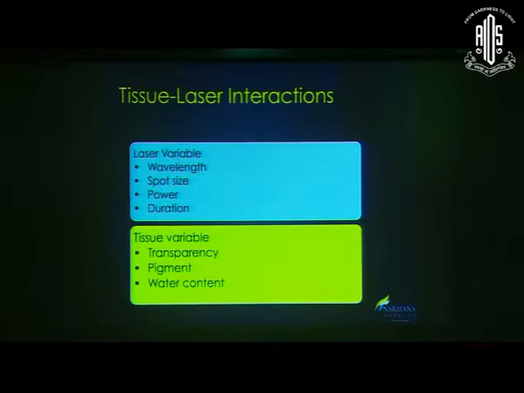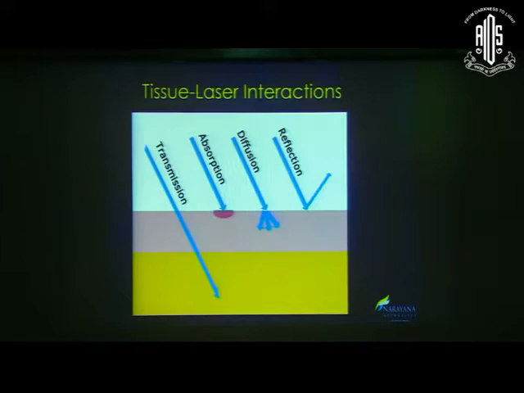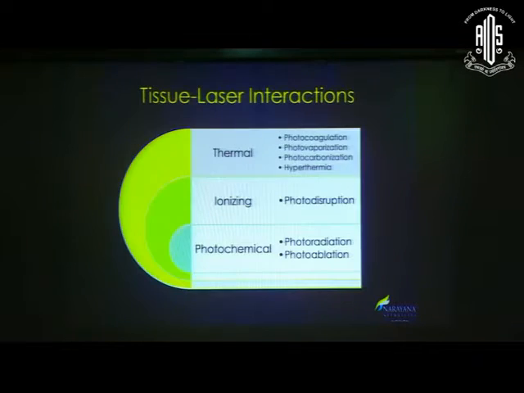Going on to tissue laser interaction, it varies either because of the laser or because of the tissue reaction. The laser variables are wavelength, spot size, power, and duration, and as far as tissue variability goes, it depends on the transparency, the pigment, and the water content. So these are the different ways the interactions can occur. They could be transmission, absorption, diffusion, or even reflection.